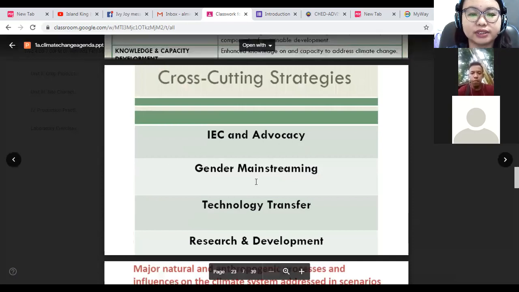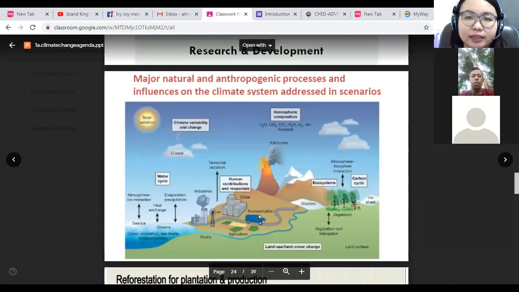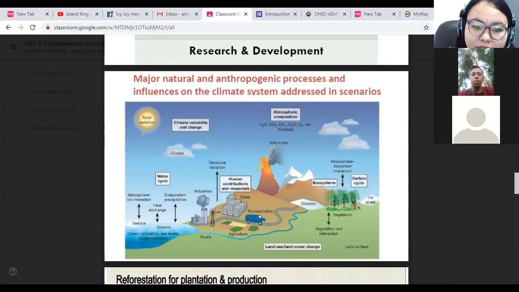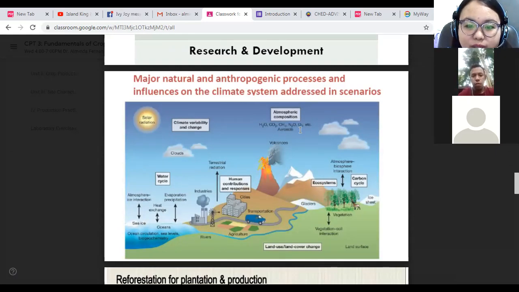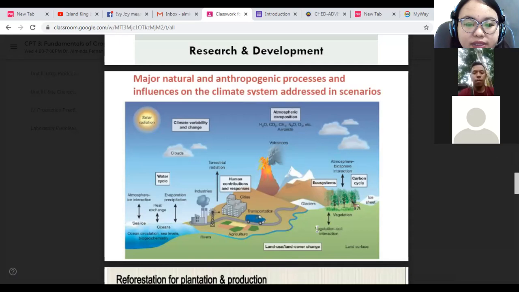the IEC and advocacy, gender mainstreaming, technology transfer, research and development. So these are the major natural and anthropogenic processes and influences on the climate system addressed in scenarios. As you can see, I will just explain so that we can finish earlier. With the water cycle, climate variability and change, and its human contribution, it will affect the atmospheric composition. And it will always go back to the ecosystem through the carbon cycle and land use and land cover change.